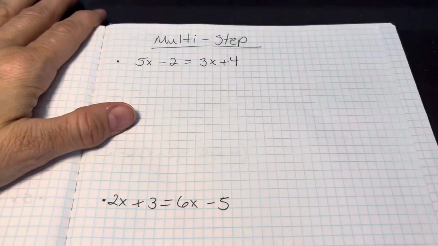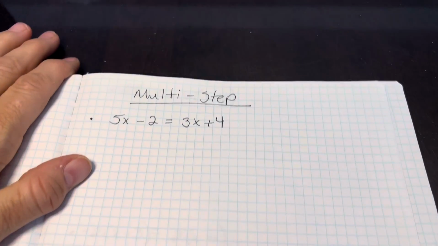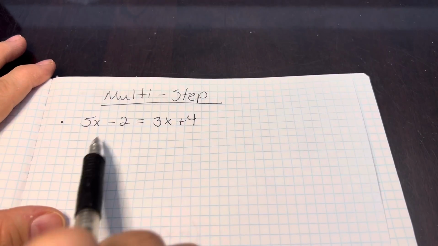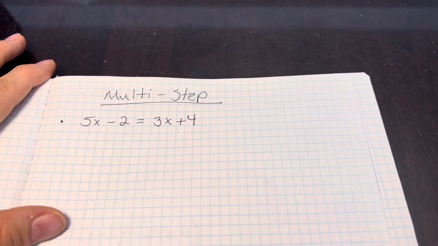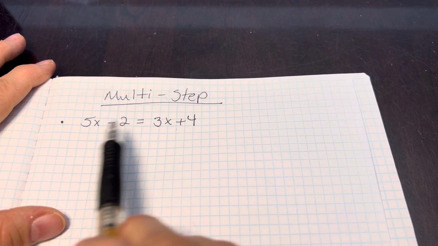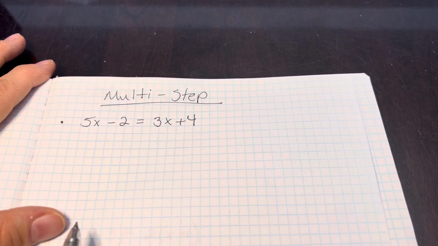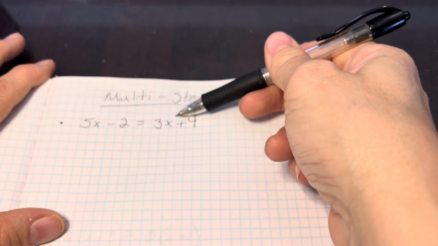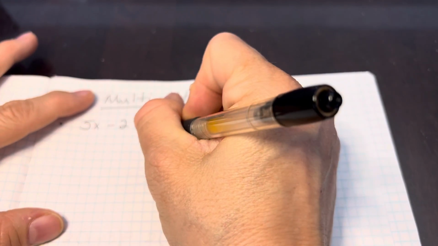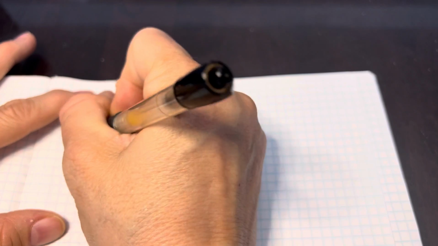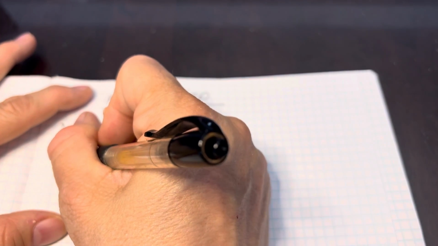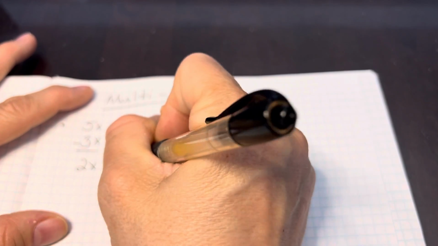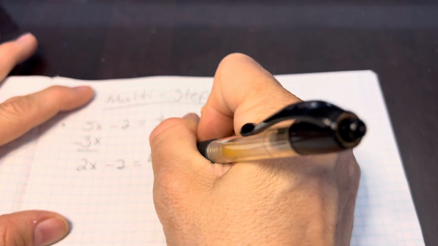So we're going to come here. Now we have some multi-step equations. All right. So now I have a variable on both sides of the equation, which means I'm going to try and get all the x's on one side and all the numbers without an x on the other side. This is a positive 3x, so I'm going to subtract 3x from both sides. That's a 0. 5x minus 3x is 2x. Minus 2 equals 4, not 40.